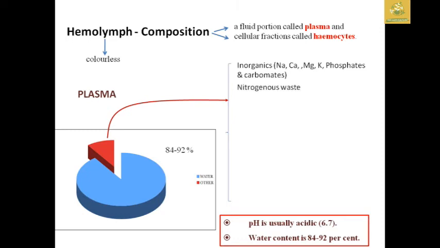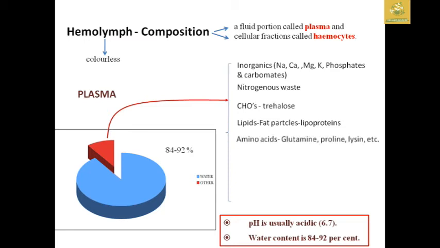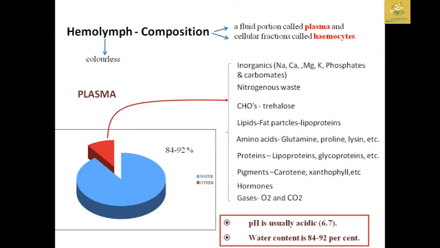And they also have nitrogenous waste, and trehalose, which is a carbohydrate compound, and they contain lipids, fat particles as well as lipoprotein, and the amino acids glutamine, proline as well as lysine, etc. The proteins are lipoprotein, glycoprotein, etc. And the pigments present in them are carotene as well as xanthophylls, and they also contain several hormones in the body, and gases like oxygen and CO2.